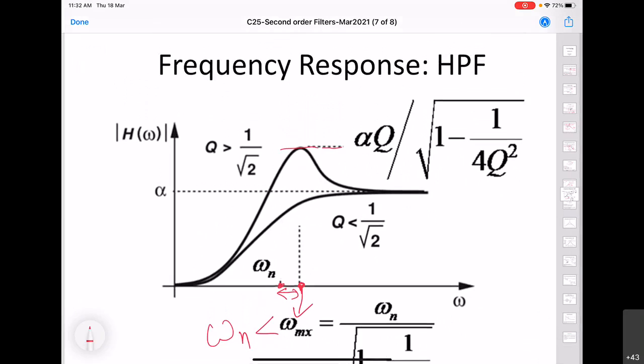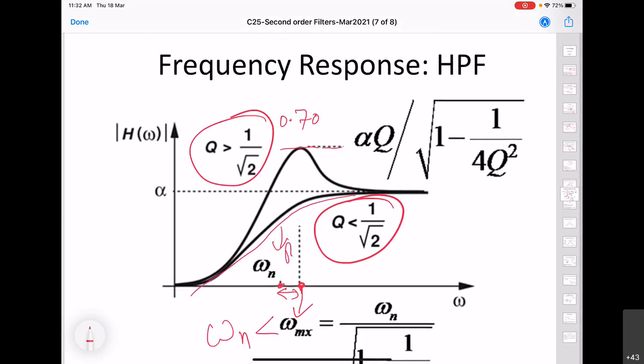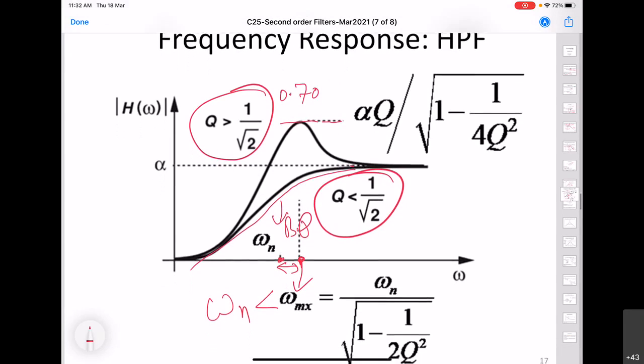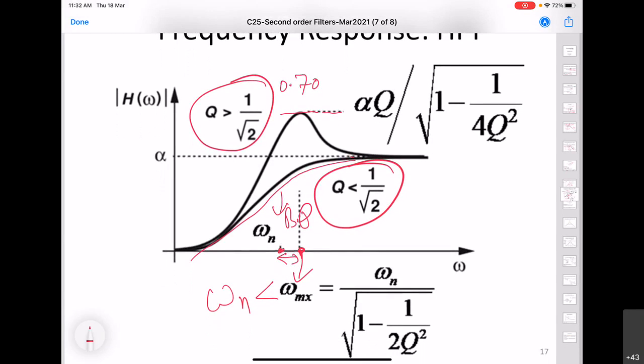So here we again have peaking occurs when q is greater than 0.7, and when q is less than 0.7, there is no peaking, and in between, or in fact smaller than this, the case corresponds to the Bode plot case. And the value at infinity is of course given by alpha.